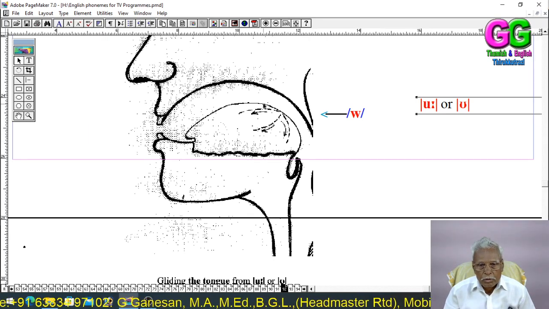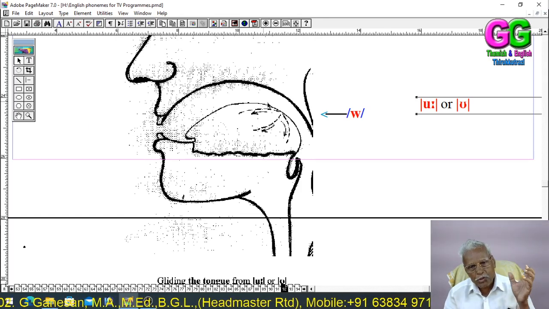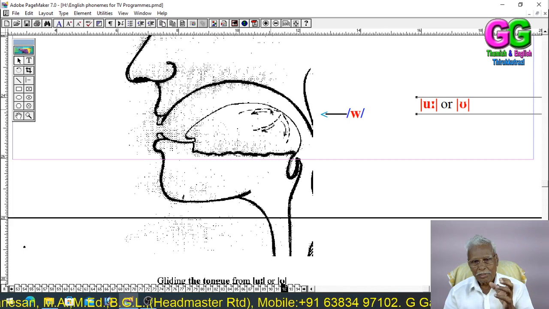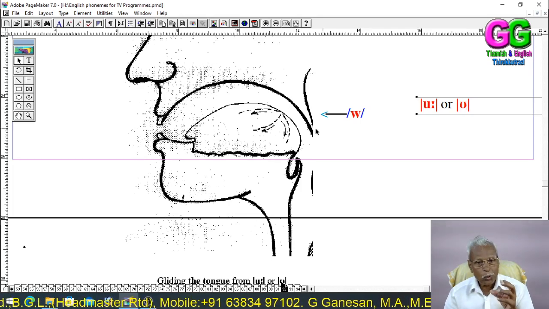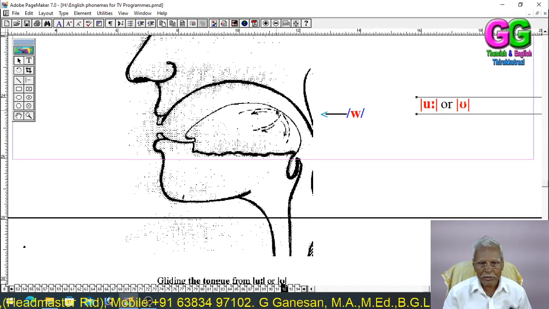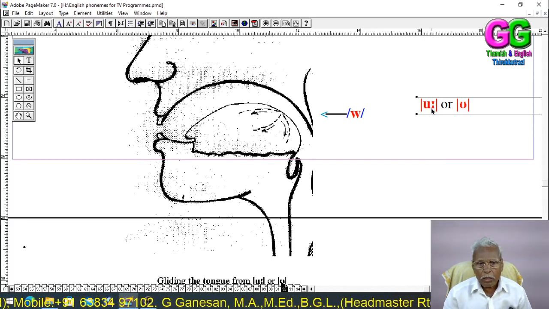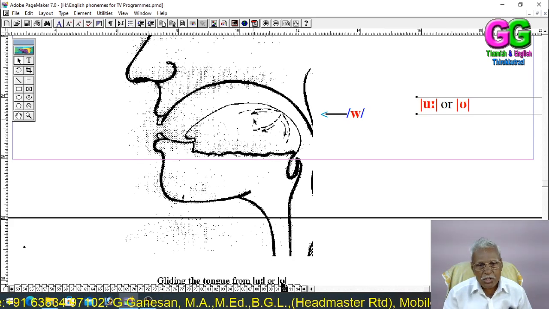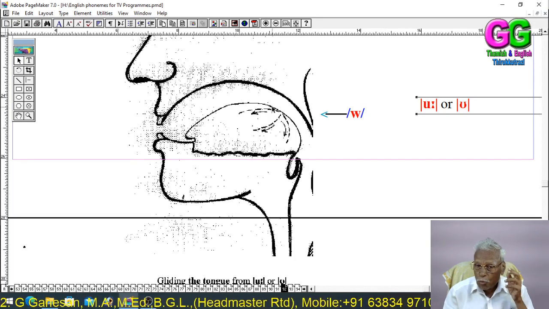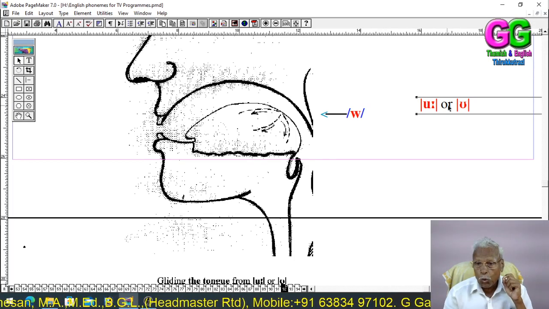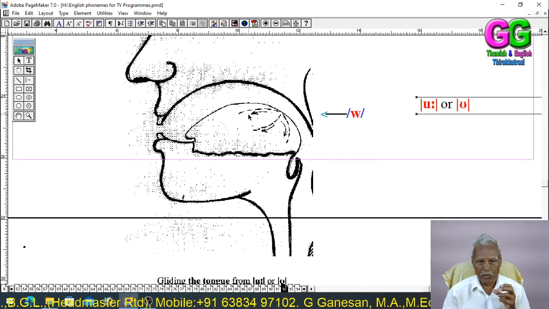See, this is the place. This is the place of the back tongue. Here, the vowel phonemes woo and woo are produced. When the back of the tongue moves from the position of either woo or woo towards some other vowel.